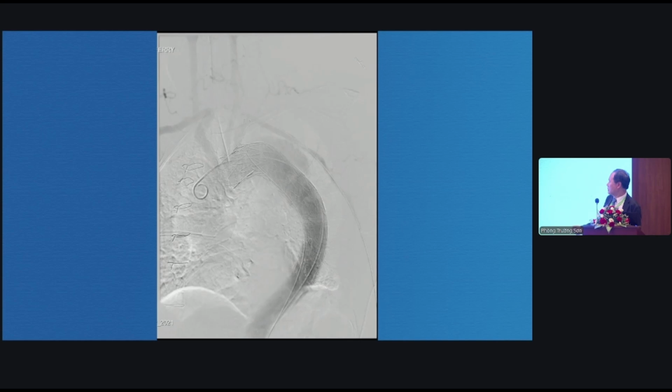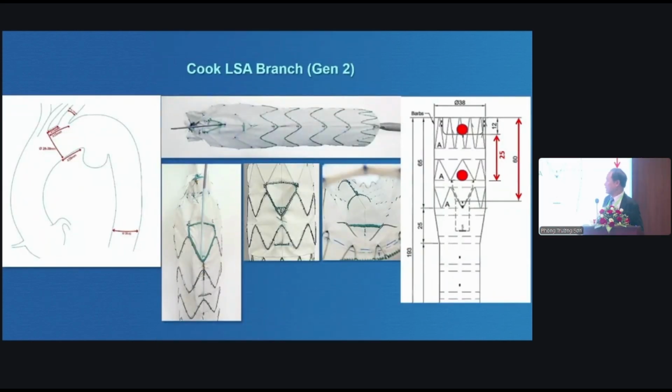But do remember that still you would need a proximal landing zone, otherwise you would have a type 1A endoleak. So bridging the stent is only one thing, but you would need to have a good seal in the front, and sometimes we just cannot get it for the single branch devices. That is the Cook Company version, the second generation of LSA branches. It comes with a recess in here with a preloaded catheter.